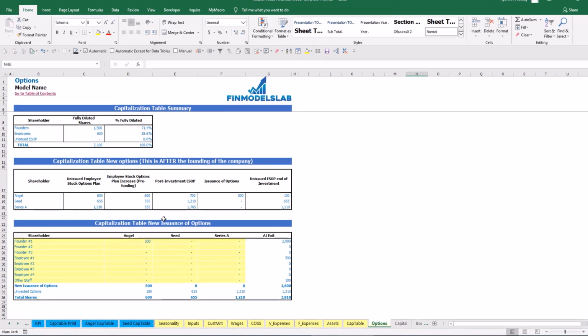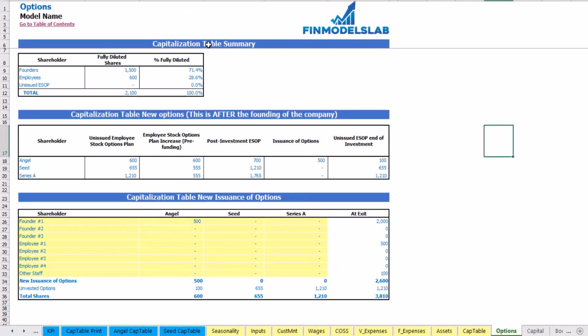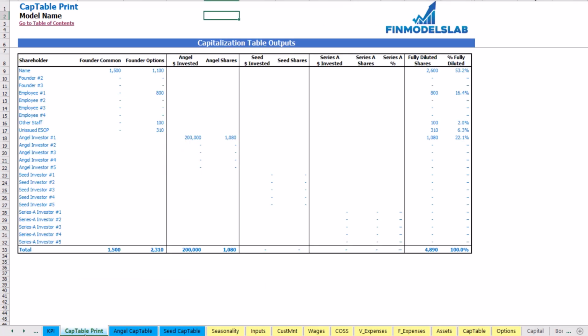Additionally, you have options tab where you can see the capitalization table summary on the top. You can see the capitalization table new options, which is angel, seed and Series A, and you can input the capitalization for new issuance of options. For example, founder 1 can have in seed round another 600 options, employee 1 can have in Series A some 300 options. As a summary, you have 3 reporting tabs which can be printed.